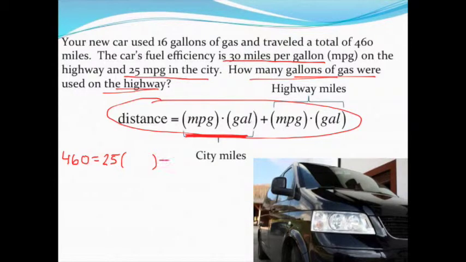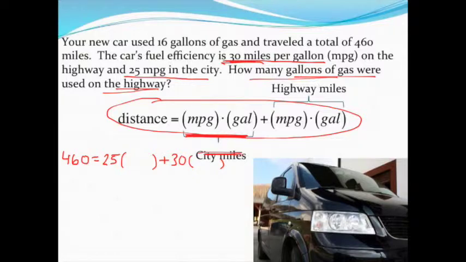But in addition to driving in the city, I've also driven on the highway, so I need my highway fuel efficiency. That was right here, 30 miles per gallon. So I'm going to say plus 30, and then times again the number of gallons of gas I used on the highway. So this is the part where it might look like we can't proceed because there are two things we don't know, and I can't solve an equation like this with two variables.